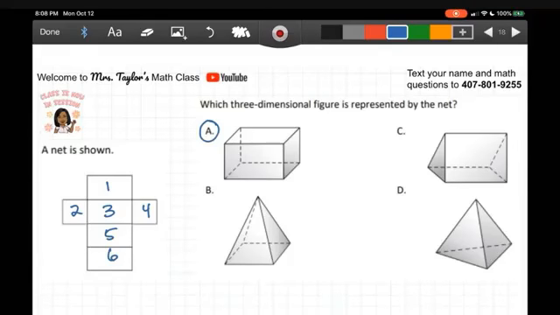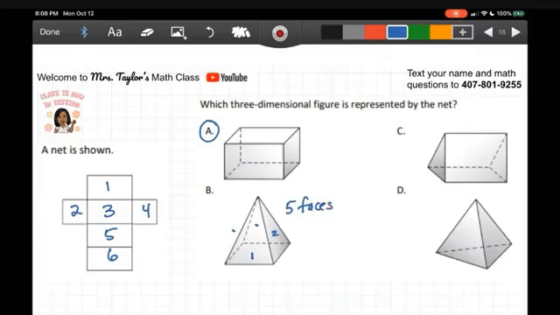How many faces does B have? B has the bottom, so that's one face, and then everything around it. So this triangle, that's a face. This is a face, this triangle in the front, and there's a triangle here, and one in the back. So this one has 5 faces.